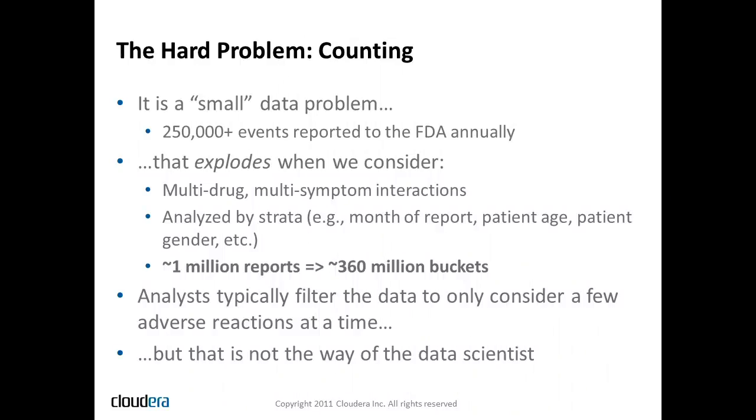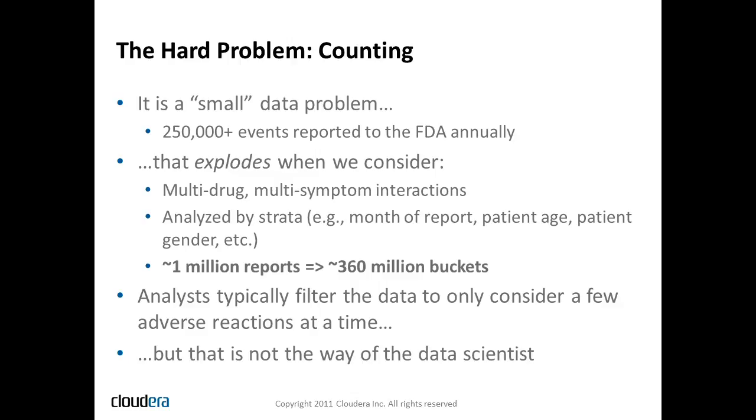The tough thing is actually counting. It turns out that there aren't that many events you need to look at, but there is a problem. When you consider all the drug interactions, when you look at all of the variables attached to patients, the numbers get big in a hurry, from 1 million reports to about 360 million buckets that we need to look at.